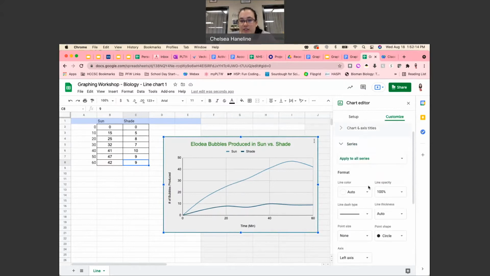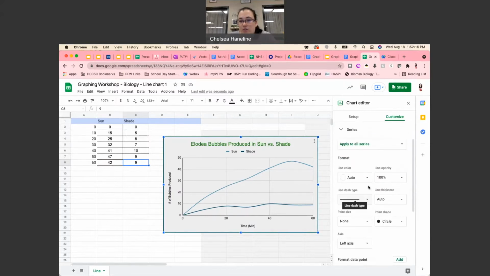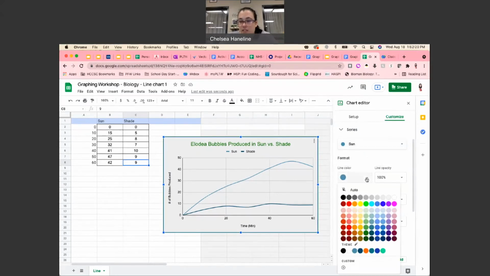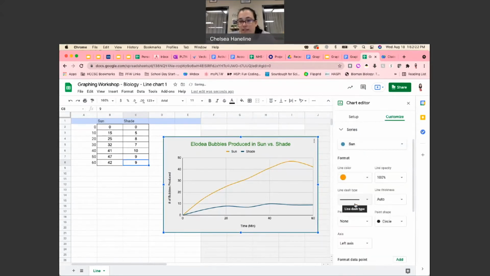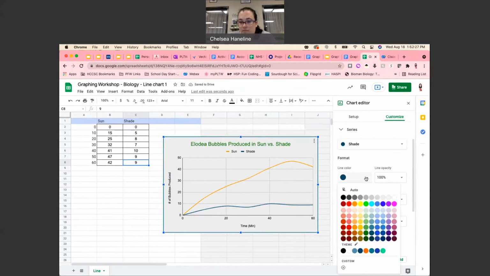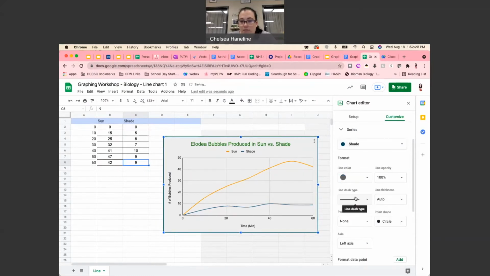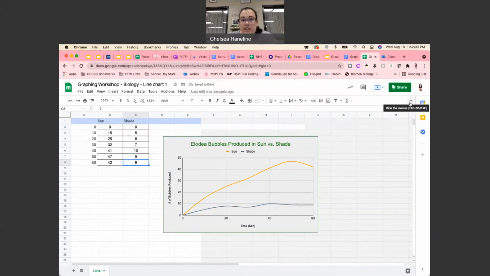So then your series are the two different lines. So you can change the series. So if you want the sun data to be orange to represent the sun, and then you want the shade data to be like a darker gray to represent shade, you can do that as well. But that's totally up to you. But at the very least, you have to have the axes labeled and a title on the graph so that we all kind of understand what's going on.